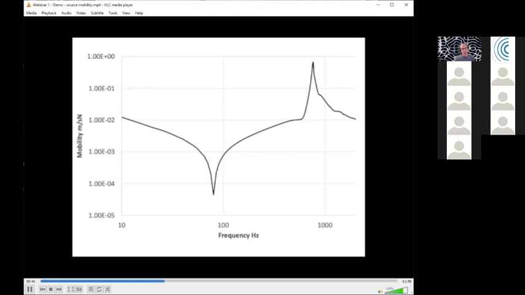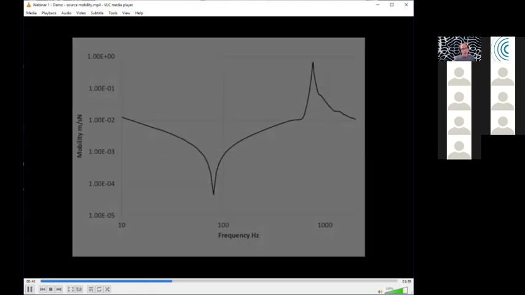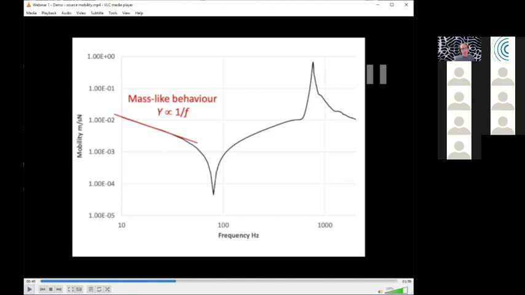And the first one is in this low frequency region here, where we have more or less straight line mass-like behavior, where the mobility is proportional to 1 over the frequency. So despite the fact that it's very complicated at low frequencies, it still behaves pretty much like a mass. We then have a kind of anti-resonance, so a dip in the mobility. And above the anti-resonance, we have spring-like behavior where the mobility is proportional to frequency. So we have a rising slope here.